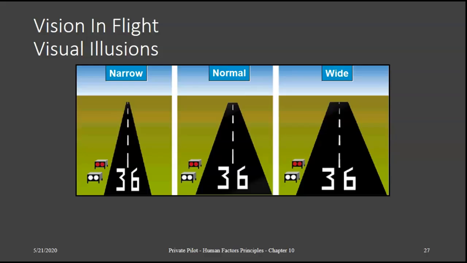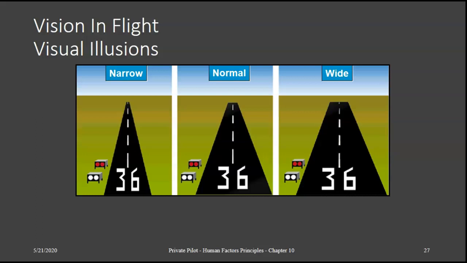If you're used to flying at a runway that looks like the runway in the center, then flying into an airport with a narrower or a wider runway than you're used to could cause you to fly either a higher approach than you would normally fly or a lower approach.